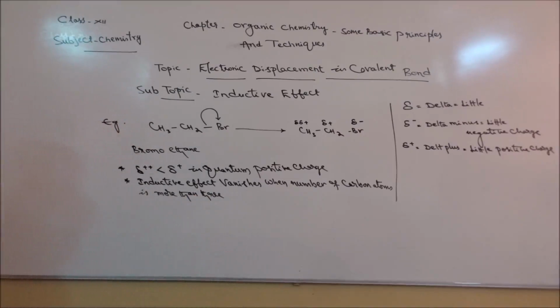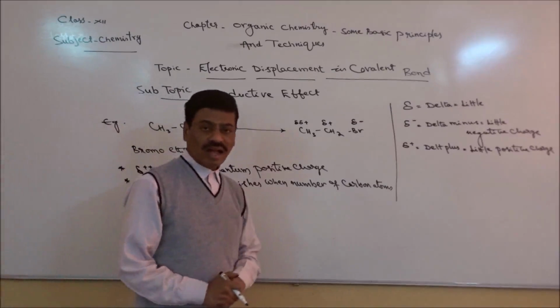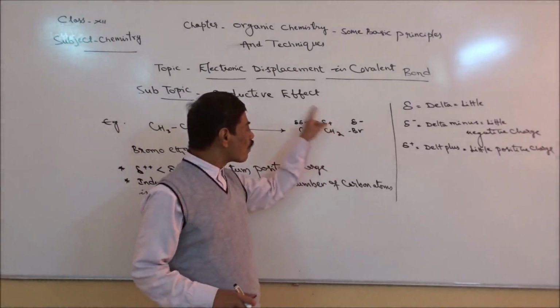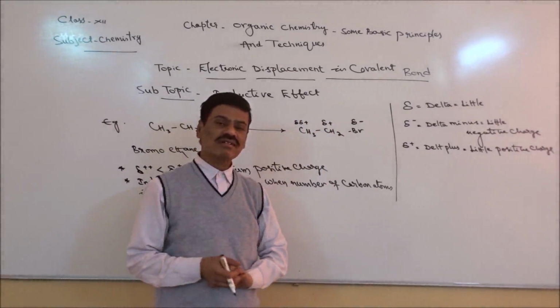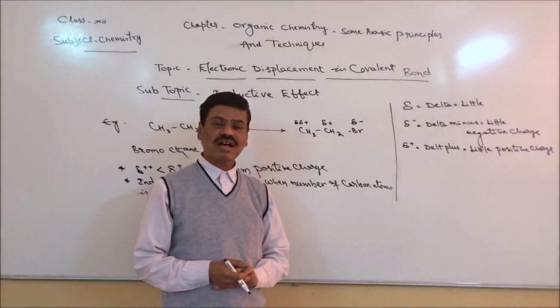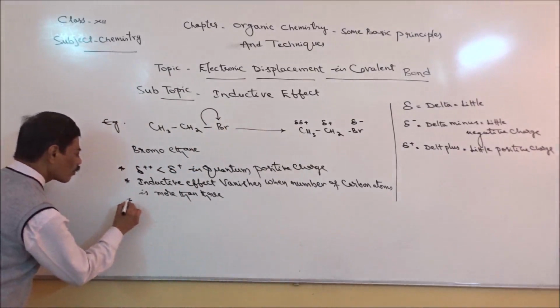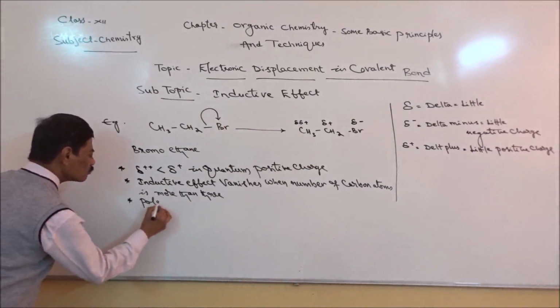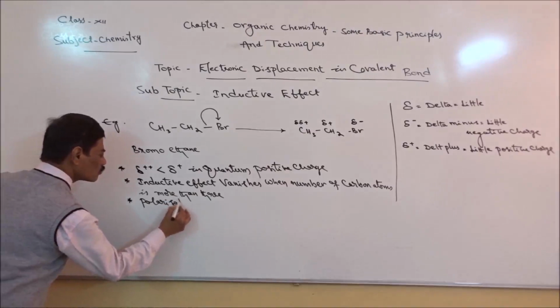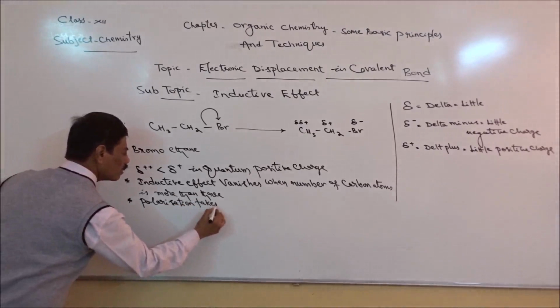Next point. Because of the inductive effect, one atom gets a negative charge and the group of atoms gets a positive charge. This is called polarization, or appearance of polarity. So the next point is that polarization takes place.